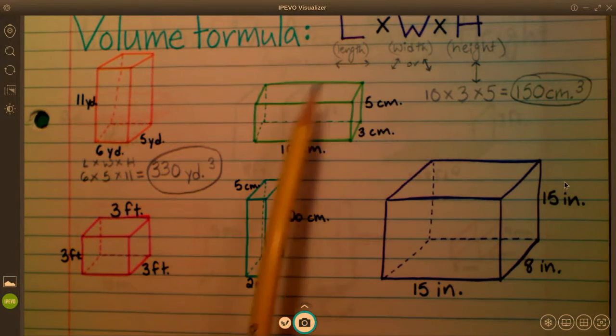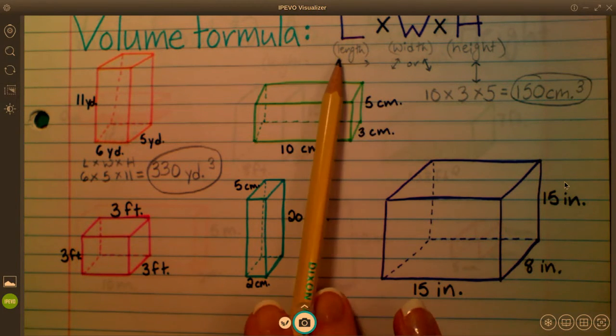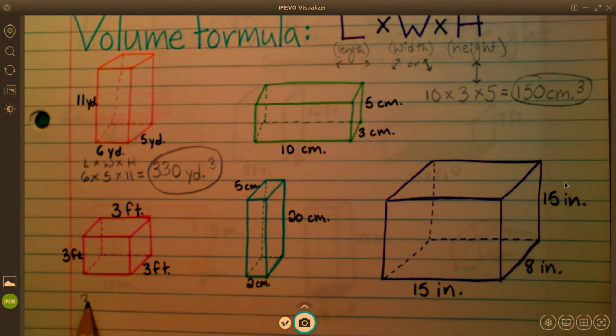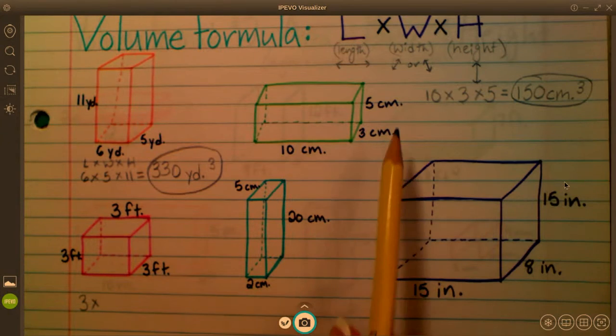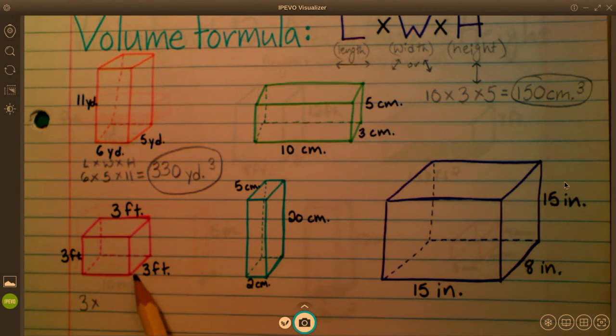Well, length, I know they're all the same, but I still want to go through the process to show you. Length, left to right. Well, that matches up with this one up here. Left to right. So 3. Then I need to find my width, or that slanted line that shows us how thick it is. That matches up with this one here. 3. Times the height, or going up and down. Well, that matches up with this one here. 3.